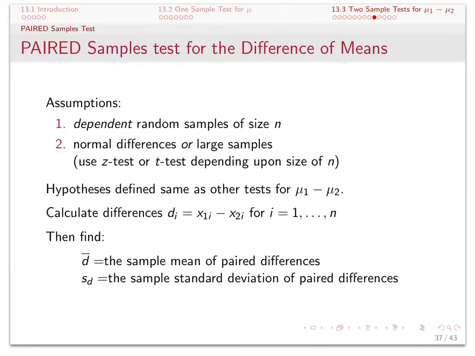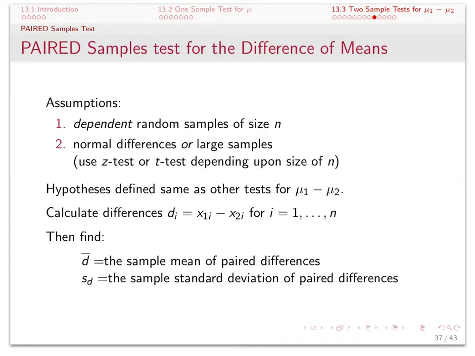It would only make sense to pair the before weight for a person with their own after weight. Otherwise, you won't get a very good comparison if you're comparing the before weight for, say, Mary with the after weight for John. So in this case, when we're looking at dependent random samples of size n, we're either going to need to assume that we're working with normal differences or large samples. And depending upon the size of our sample, we can either use a z-test or a t-test. And I'll get to that in just a second, and I'll also explain what normal differences are in a moment.